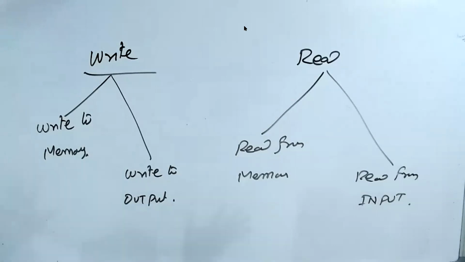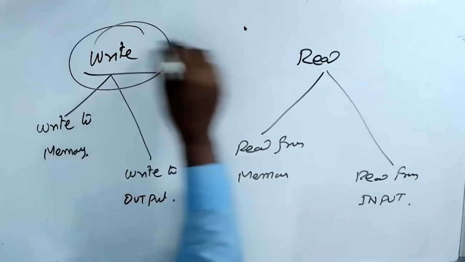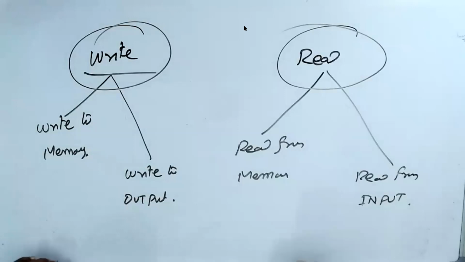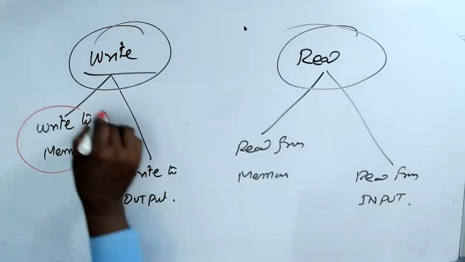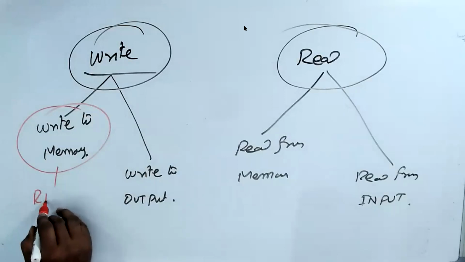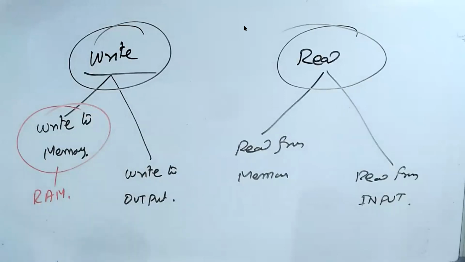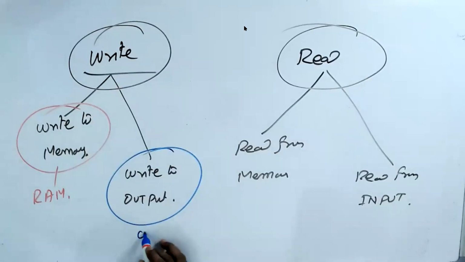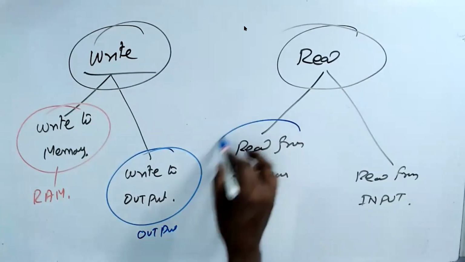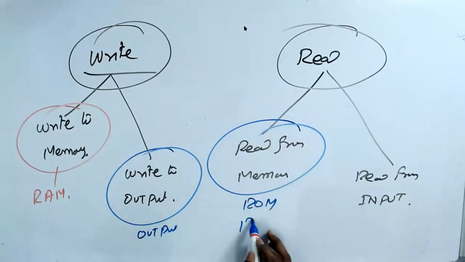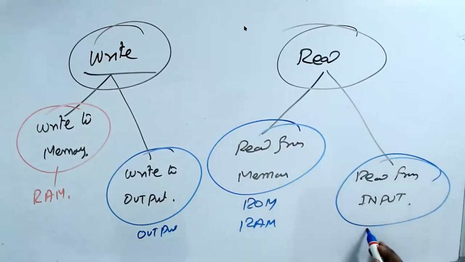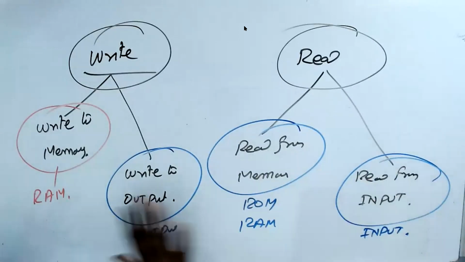Please understand, at the top level there are only 2 operations, read and write. Out of these, one operation is write to memory, that is on the RAM. It cannot write to ROM. Then write to output. Then read from memory, either from ROM or RAM, and read from input. This is what total. You'll be very surprised, all your embedded world is only running with these 4 ideas.